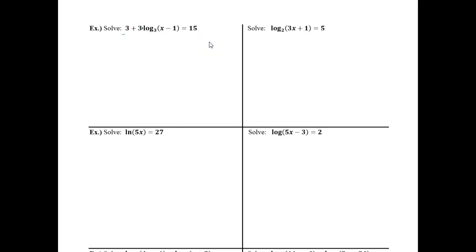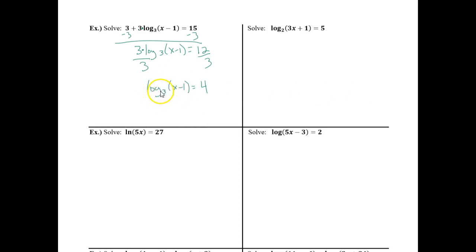So first thing, we have to get rid of the 3. Subtract 3 from both sides. I'm left with 3 times log base 3 of x minus 1 equals 12. Again, I have to get rid of this other 3, undo that operation with division. Now I have log base 3 of x minus 1 equals 4. Now that this is totally isolated, I can undo the log.